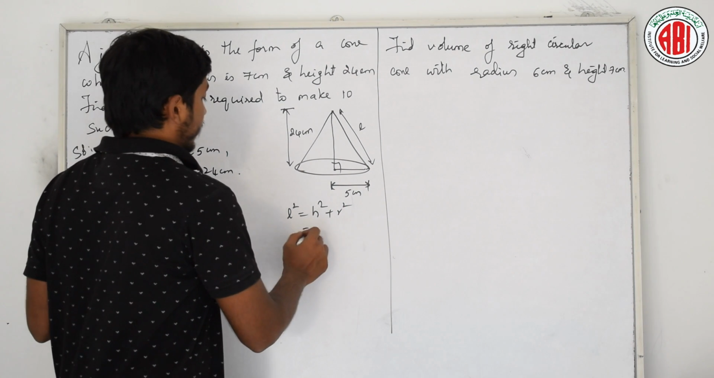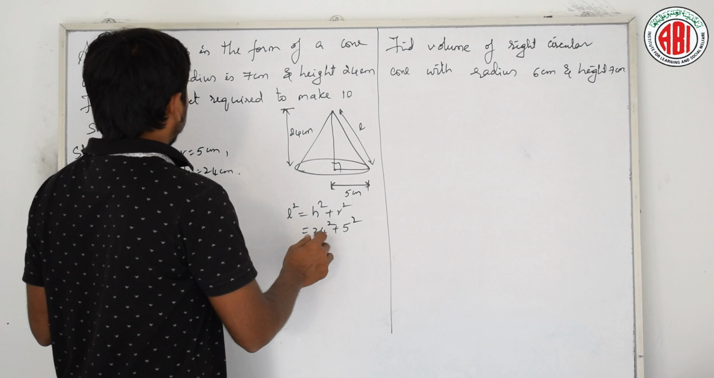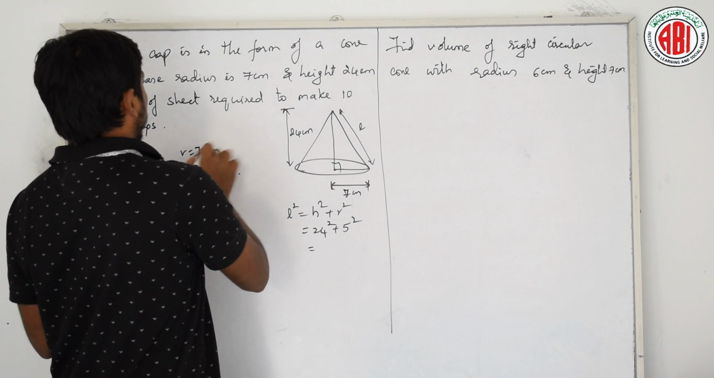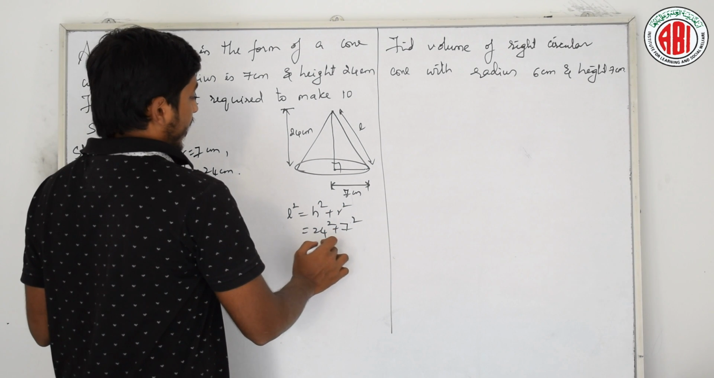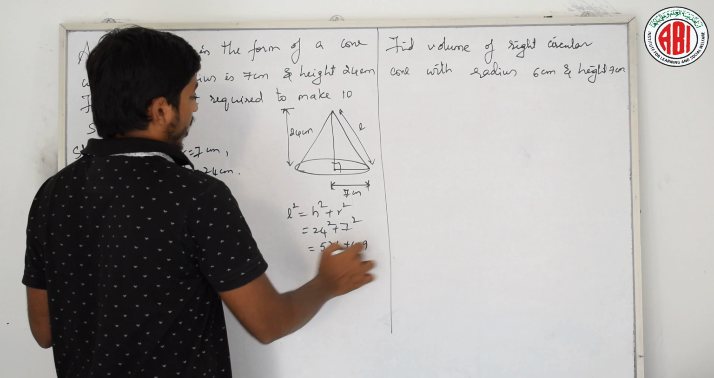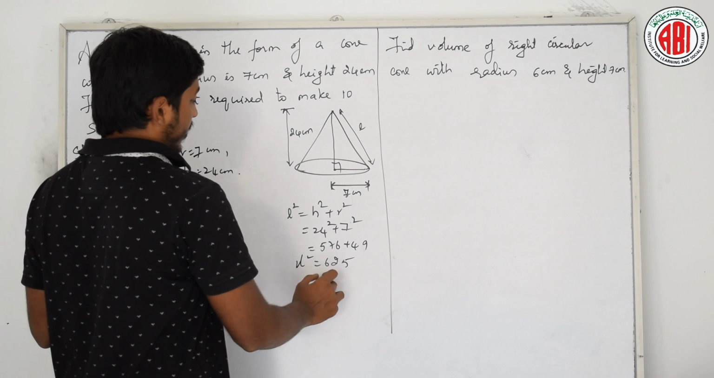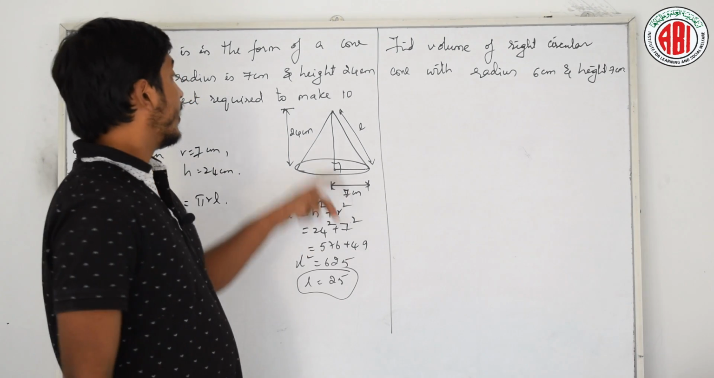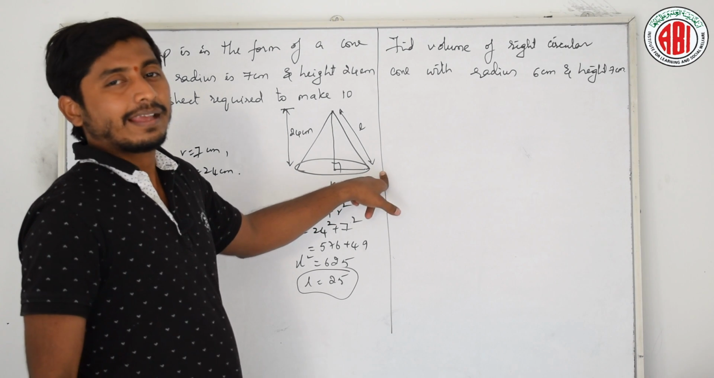See here, that is 24 square plus 7 square. That is 576 plus 49, that is 625. This is L square. L is 25. Is it fine? The length is 25, the slant length or simply slant height.